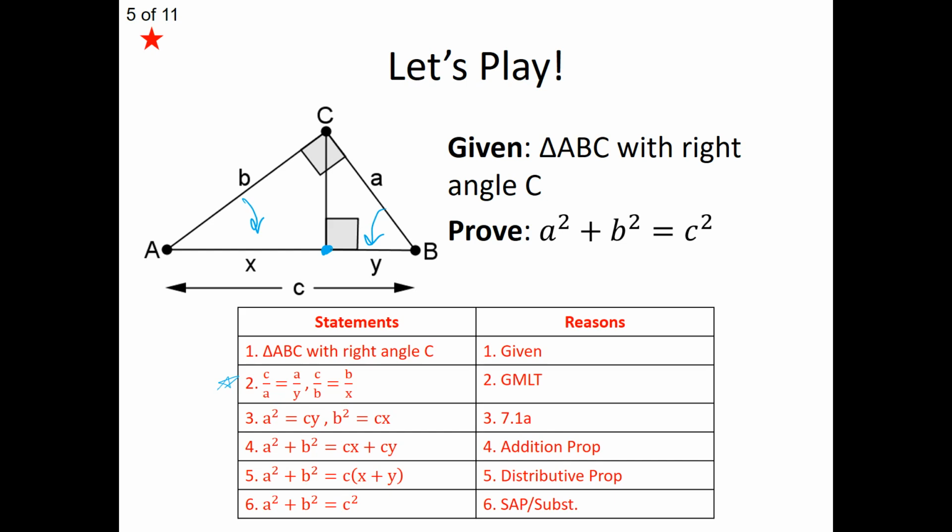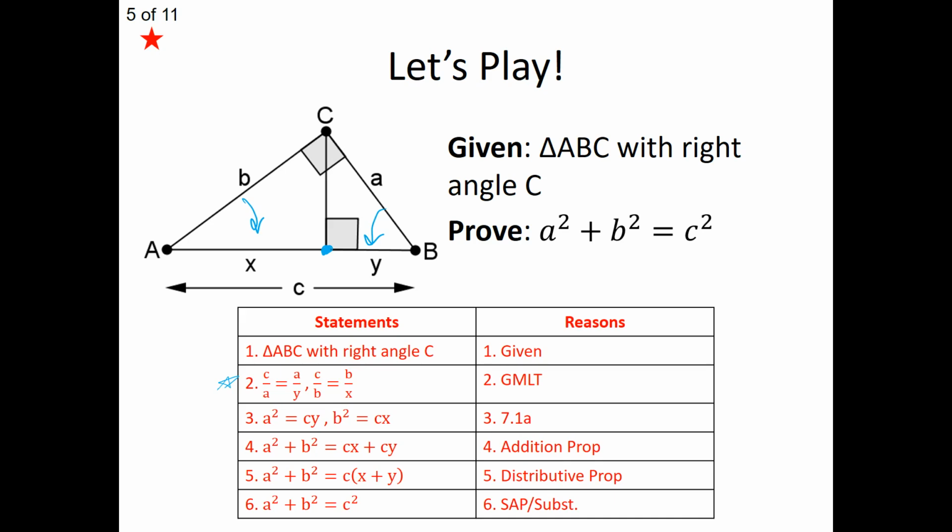Now, back in chapter 7, we proved that with proportions, we are allowed to cross multiply. We didn't have a name for that theorem, so I just simply called it the 7.1a theorem. So what I'm doing from step 2 to step 3 is simply cross multiplying. So a times a is a squared, c times y is cy, b times b is b squared, and then c times x is cx.